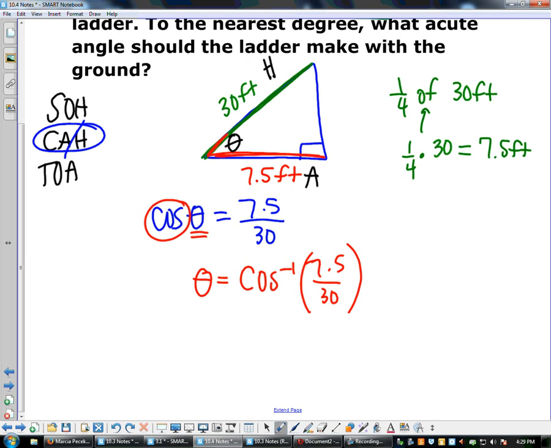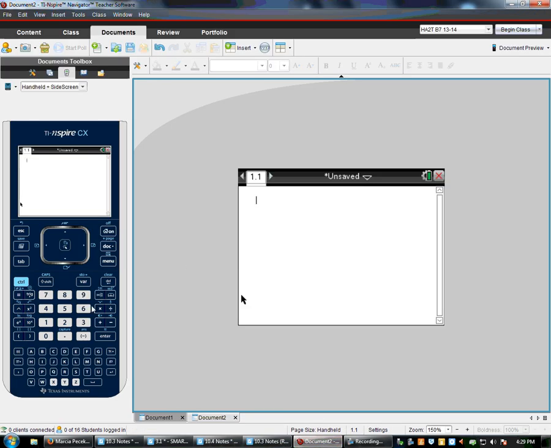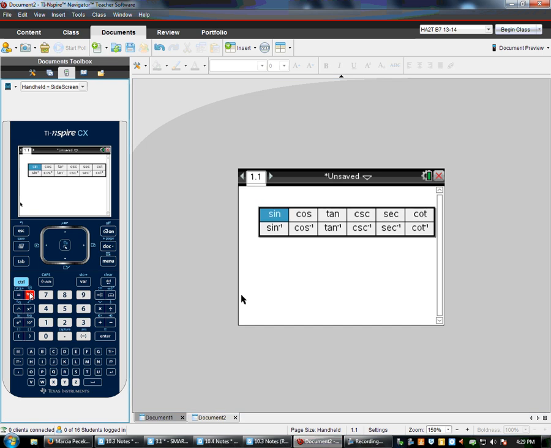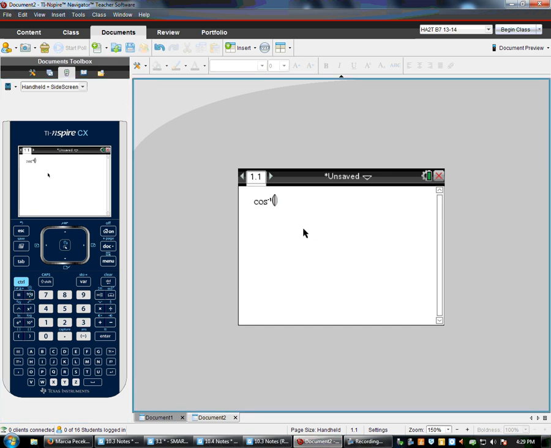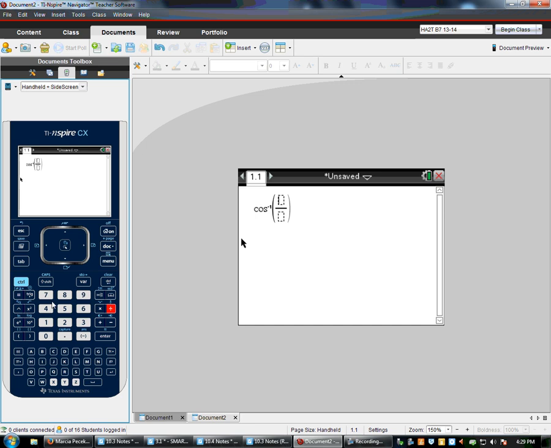Like instead of multiplying, you divide. If you have a cosine to solve it, you take the cosine inverse. So we'll need our calculator to help us here. On our calculator, we're going to go over to that, and to find cosine inverse, it's with the trig. You'll notice right there, cosine inverse, and then you'll type in what we had. So 7.5, and we had a fraction, so 7.5 divided by 30.